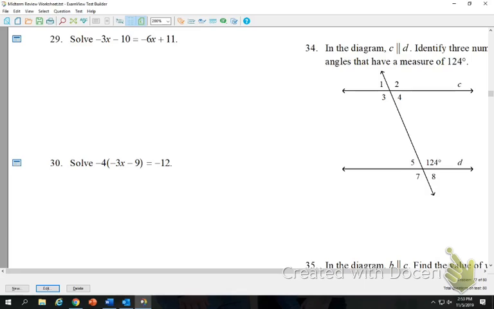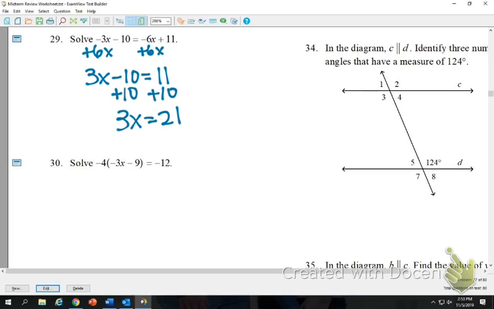29, we're going to solve. So you solve by moving the smaller x. I'm going to move the smaller x. Negative 6 is smaller. Add 10. 3x equals 21, so x equals 7.